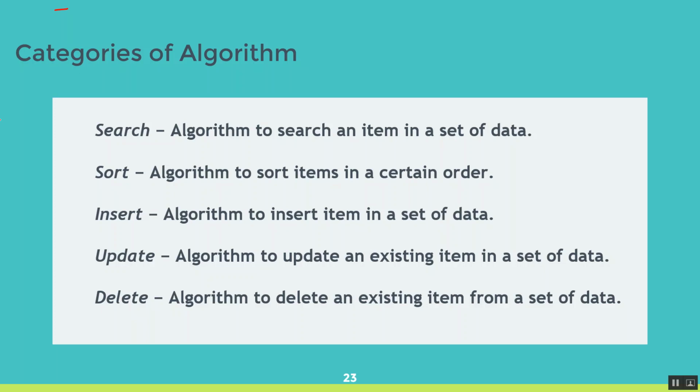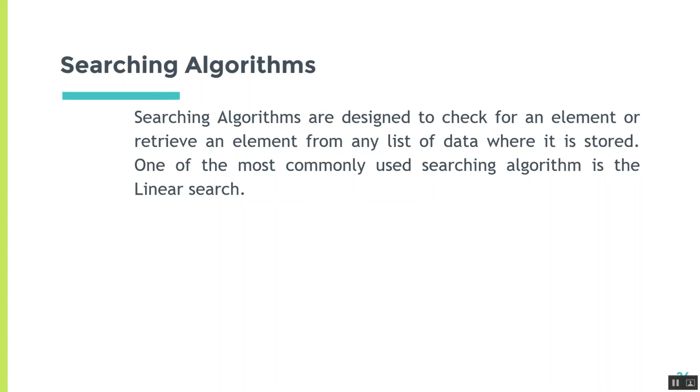We will have a look at these algorithms in our next topics, in our programming topics in Python. You will be able to appreciate these algorithms once we start coding using Python. For now, we will just look at the search algorithms. Searching algorithms are designed to check for an element or retrieve an element from any list of data where it is stored. One of the most commonly used searching algorithms is the linear search.